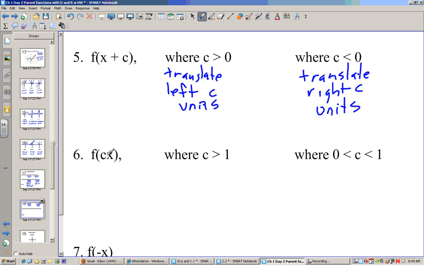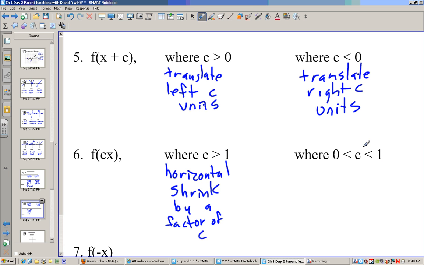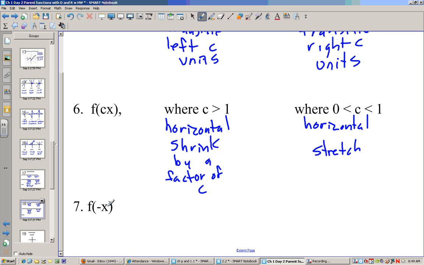Now, if we have c inside the parentheses here and it's greater than 1, what that does is it's a horizontal shrink by a factor of c. And if it's between 0 and 1, it's a horizontal stretch. Now, if it's f of negative x, that's going to be a reflection over the y-axis.